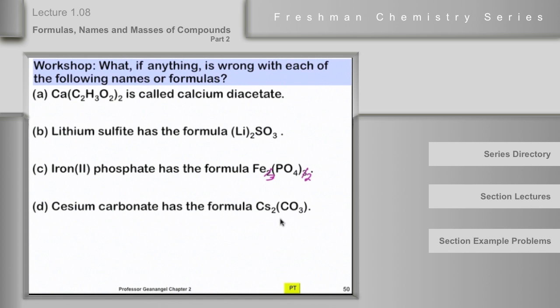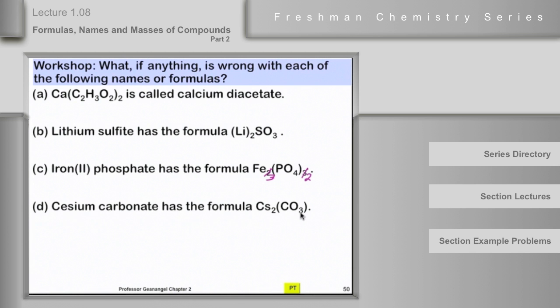Is the charge right? Carbonate ion has what charge? Negative 2. Carbonate ion's negative 2, CO3 2 minus. Cesium has what charge? Plus 1, so it's going to take 2 cesium, so that looks right. So the only thing that's wrong here is the parentheses.